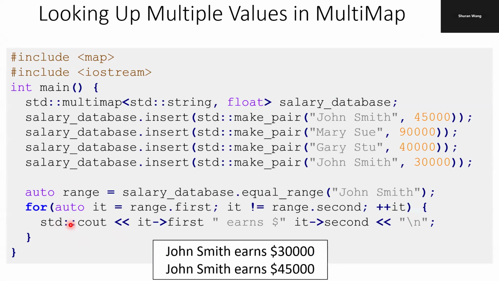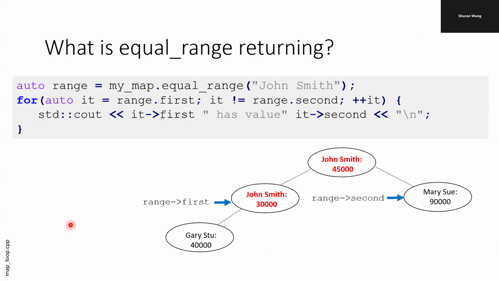And this code will output both John Smiths. How this works: the first of the two iterators points to the first John Smith. And because we are in a binary search tree, the same keys are always stored together. So John Smith, and then the next one. Range.second will point to the next element after the last John Smith. So we stop when we see range.second.